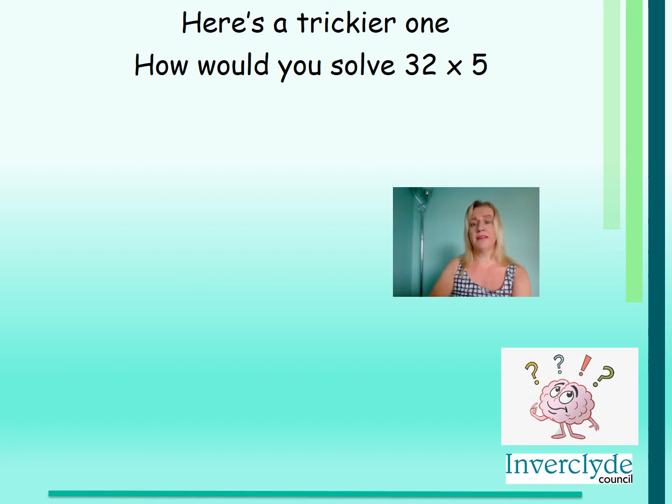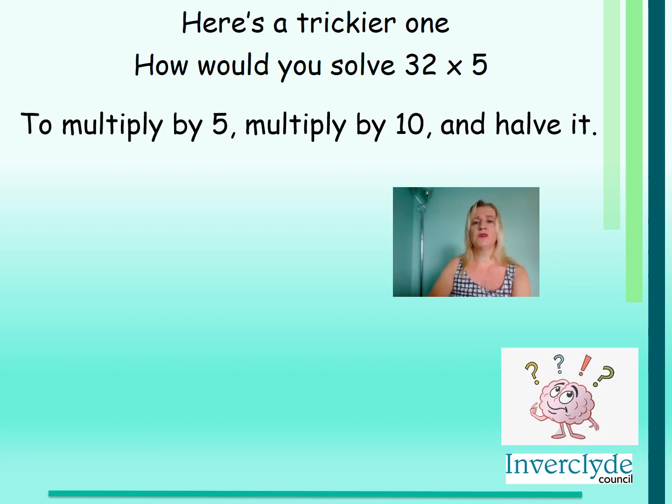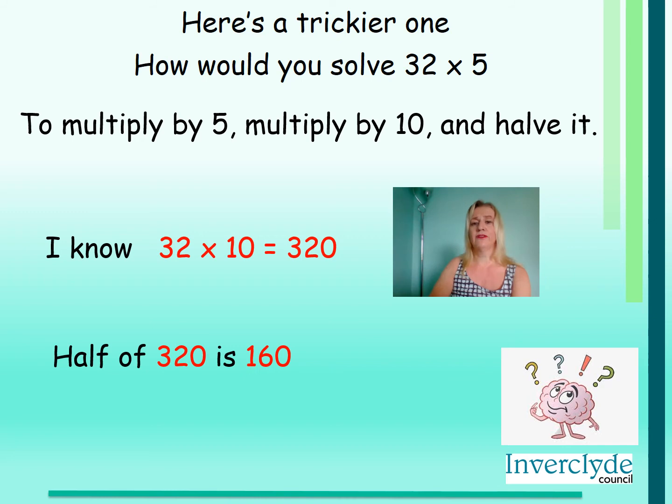Some people find multiplying by 5 quite easy, and for others it can be tricky, so they use the 10 times table to help them. So instead of multiplying by 5, multiply by 10. Of course, we would have way too much when we reason about that answer. We would then have to half the answer. Halving is the opposite of doubling. So I know that 32 times 10 was 320, and I know that half of 320 is 160.